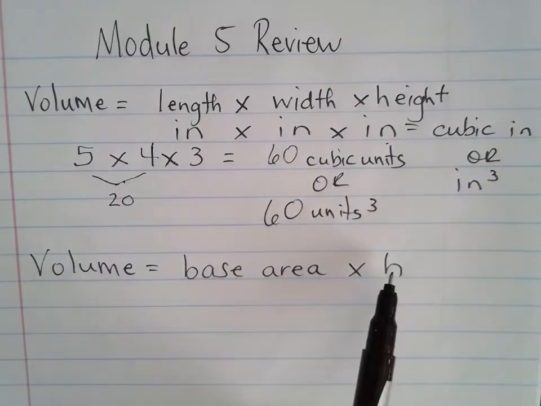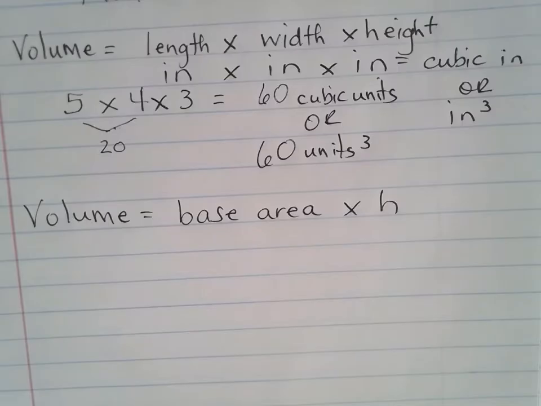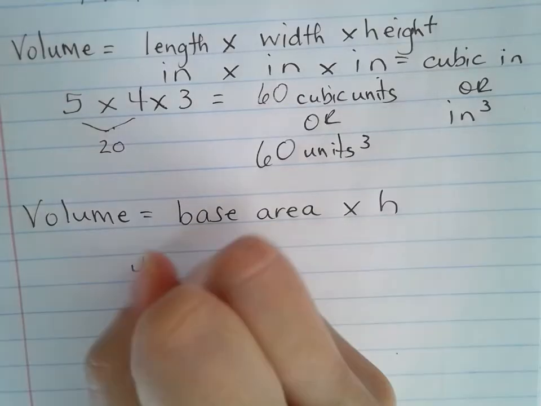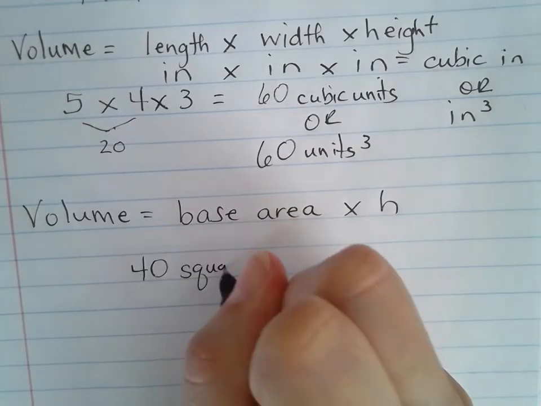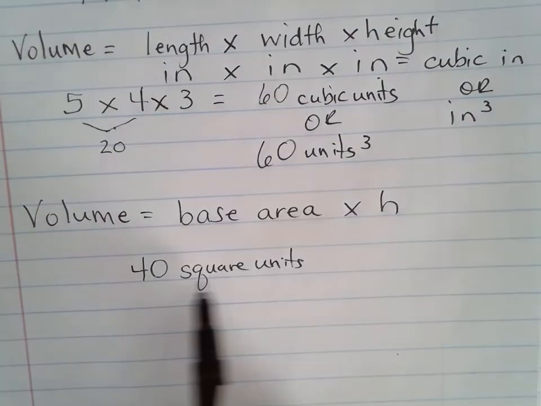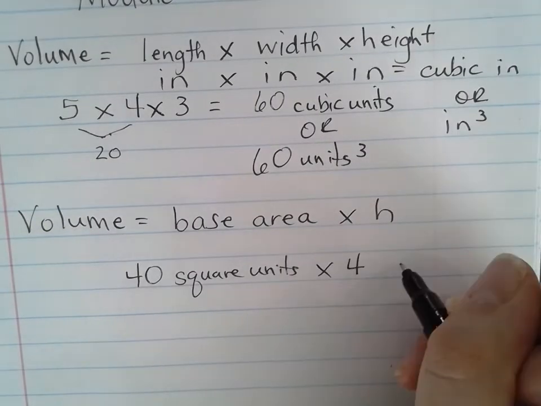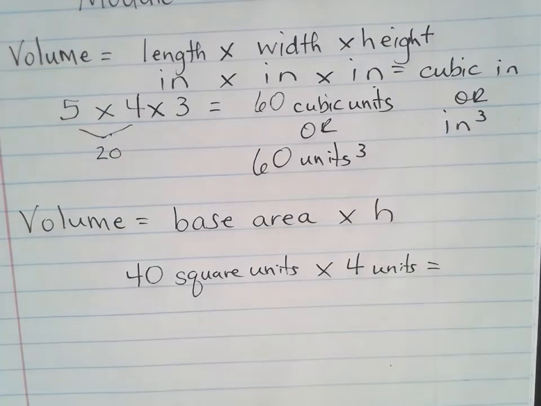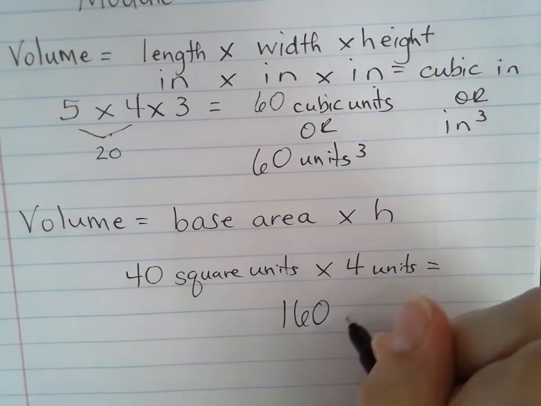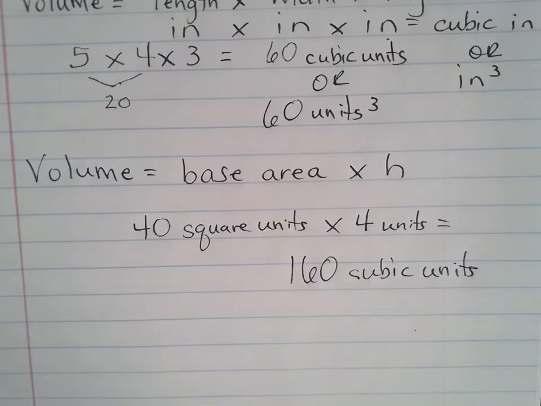As basic as that. And then your units would still be, so let's say that they already found base area for you and it was 40 square units, because remember, if I do unit times unit, I only have square units. And if we multiply that, let's say the height is 4 units, our units would still be written as 40 times 4 equals 160 cubic units. Okay, so the units are written the exact same even when you find the volume this way.